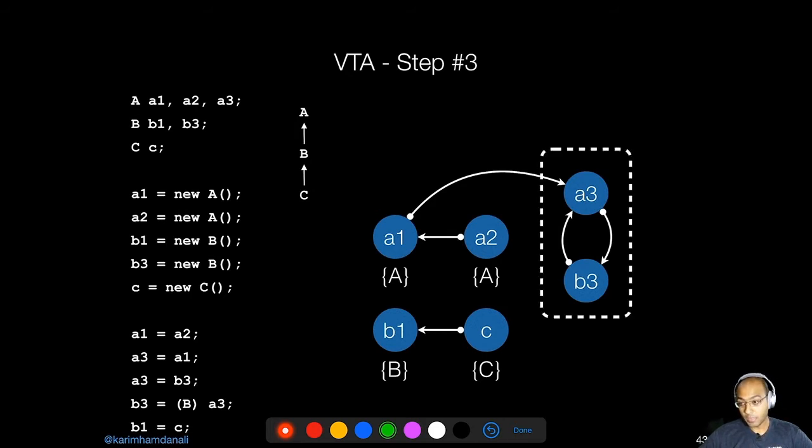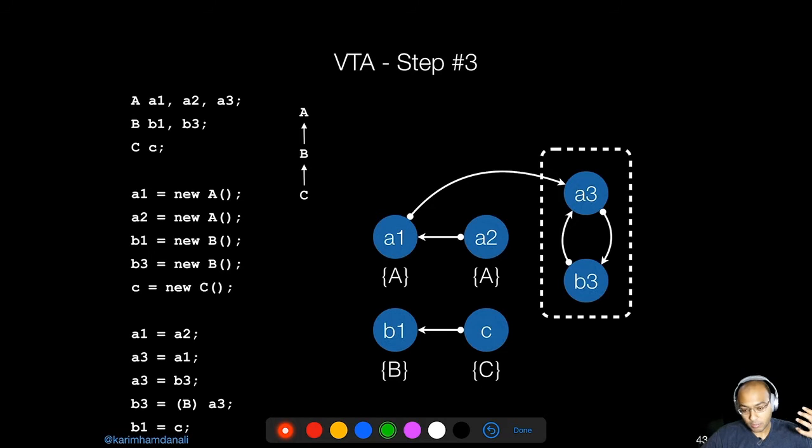Then the third step is we should collapse all these strongly connected components. A strongly connected component is a component where all the nodes are connected with a cycle. So there is a cycle. So collapse all those cycles. Here I have A3 and B3 as a cycle. I'm going to collapse them to be in the same node.